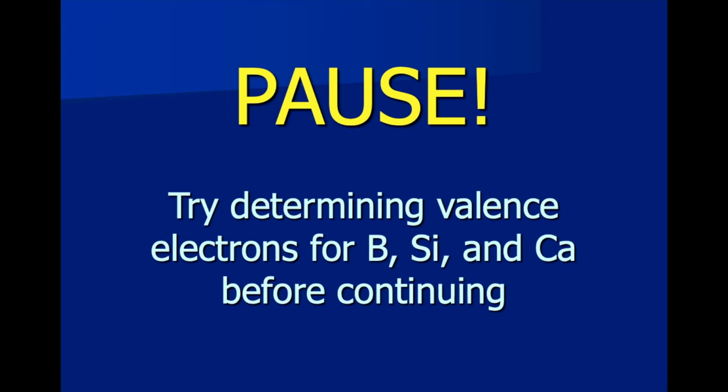Please pause the video and try determining the valence electrons for B boron, Si silicon, and Ca calcium before continuing the video. These are the same Bohr models that you drew on the last set of notes.